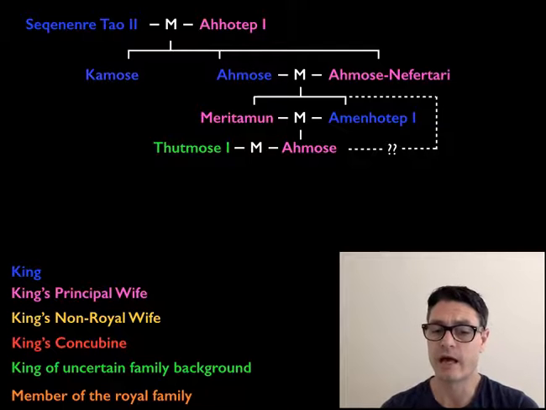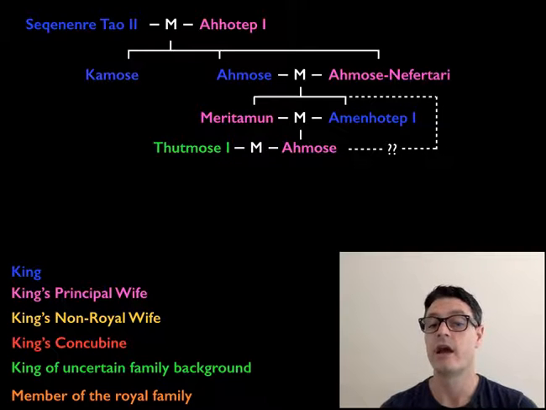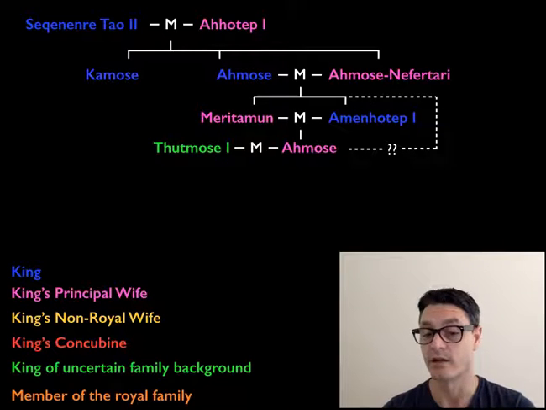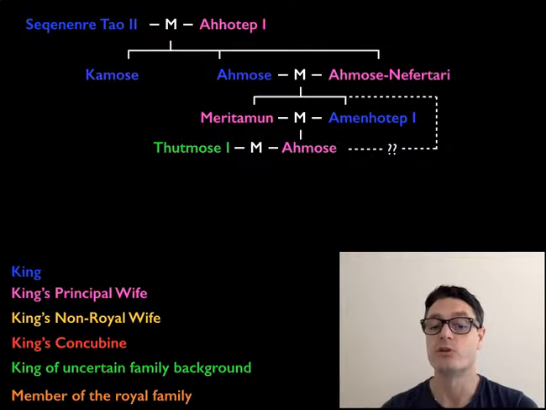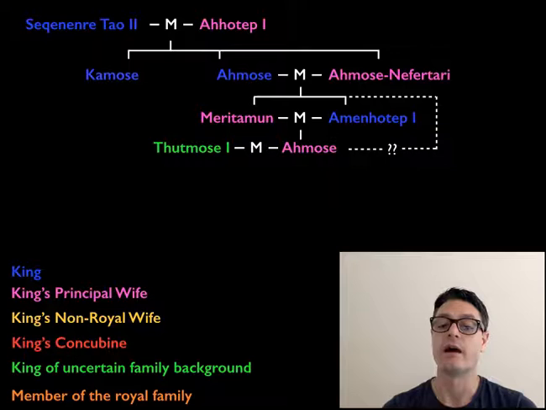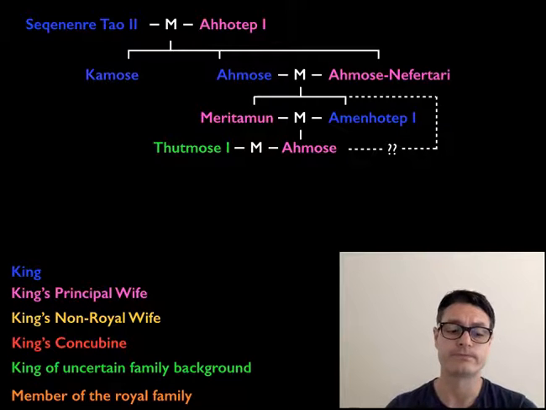We're not sure whether Ahmose is actually the daughter of Meritamen and Amenhotep I, or whether in fact she is the daughter of Ahmose and Ahmose Nefertari, which would make her the sister of Meritamen and Amenhotep I rather than their daughter. So I'll say that again because it is a bit confusing. Ahmose might actually be the daughter of Ahmose and Ahmose Nefertari rather than the granddaughter, and she might actually be the sister of Meritamen and Amenhotep I rather than their daughter. We're just not 100% sure on where she fits in this record.